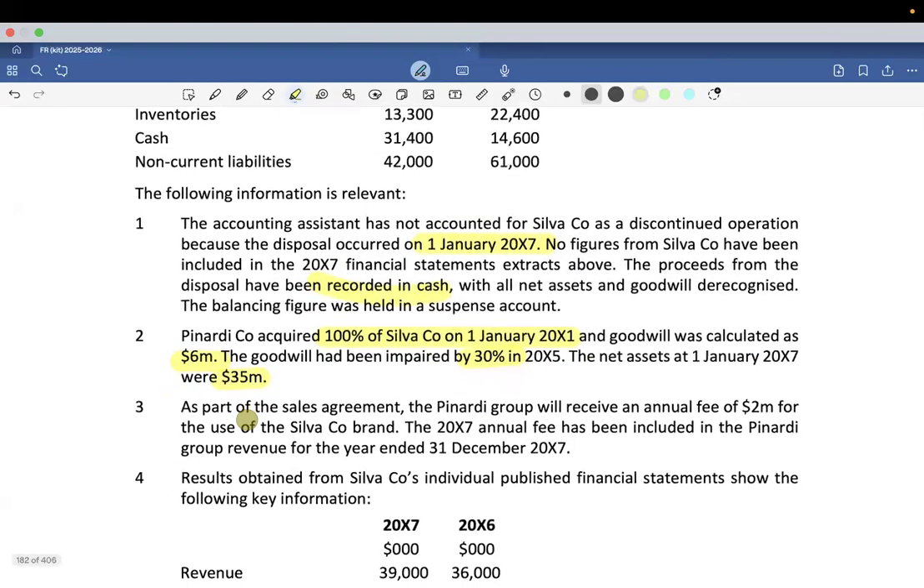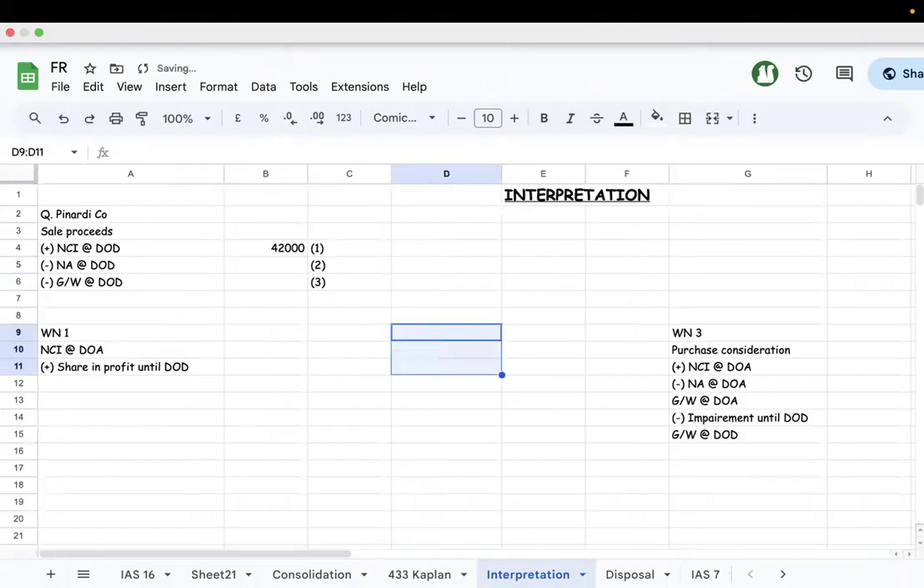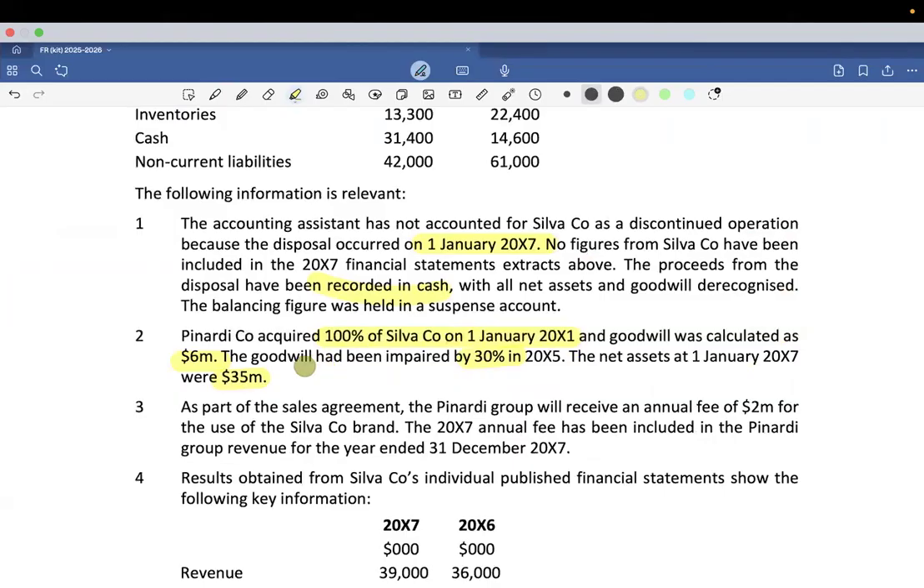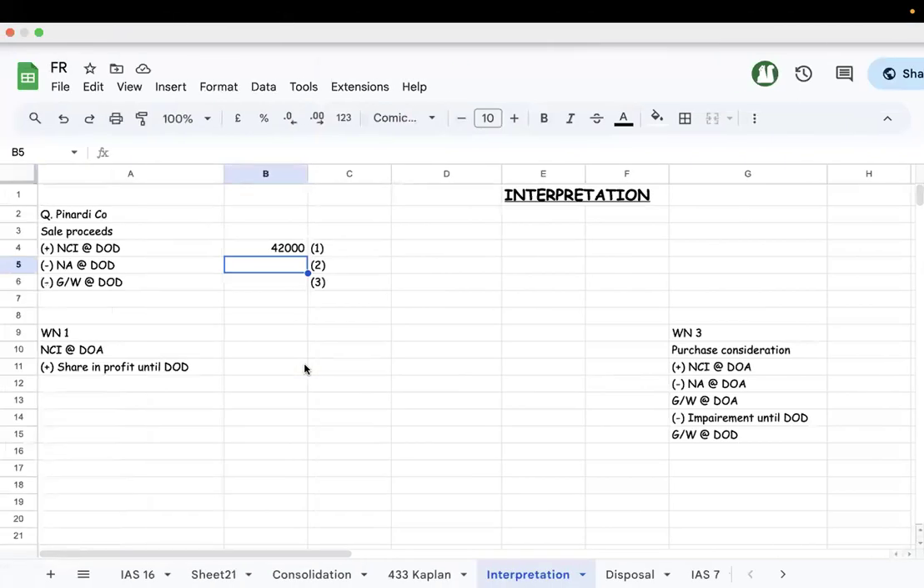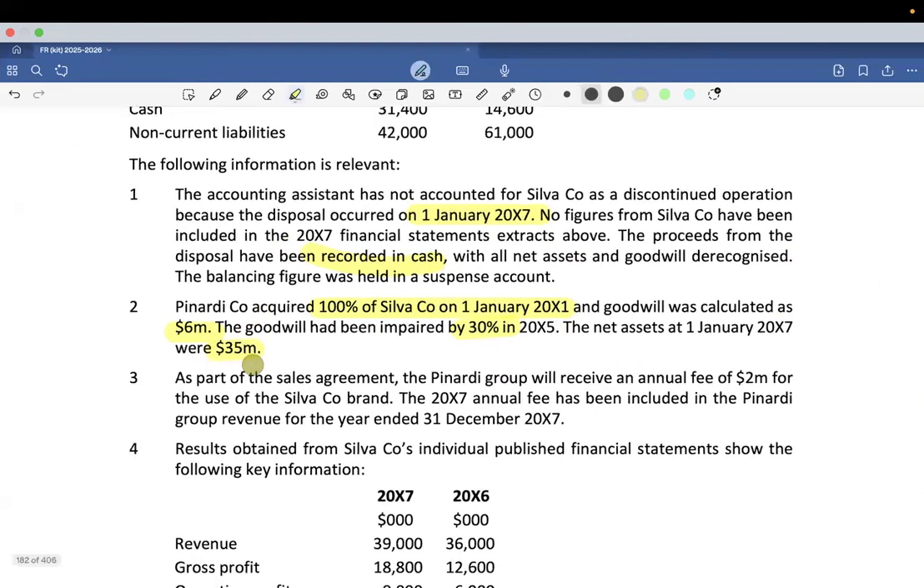So they have already given you net asset at disposal, right? So this particular calculation is not needed. Net asset at DOD is already given here, which is 35 million. Understood? So minus 35,000. Remaining is, what do we need? We have sales proceeds. We need to have NCI at DOD and goodwill at DOD. Goodwill could be easily calculated from here.